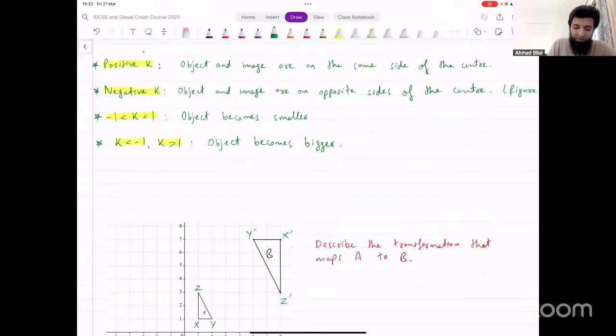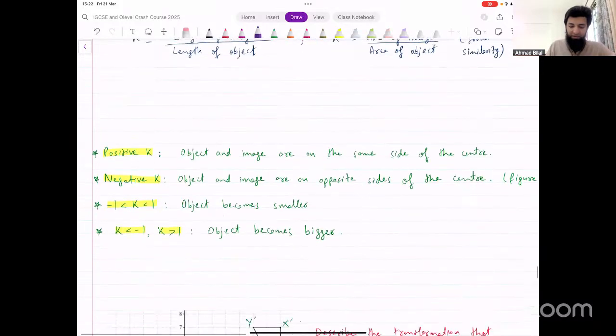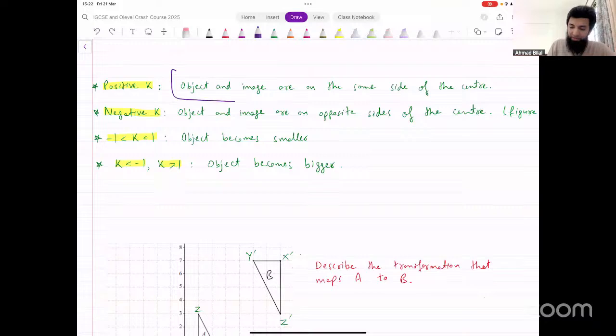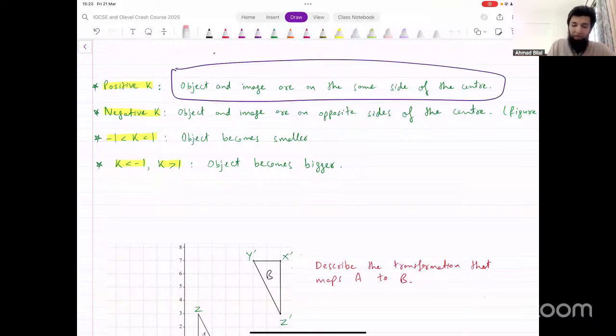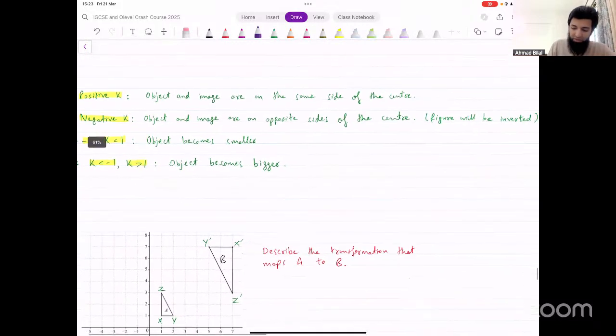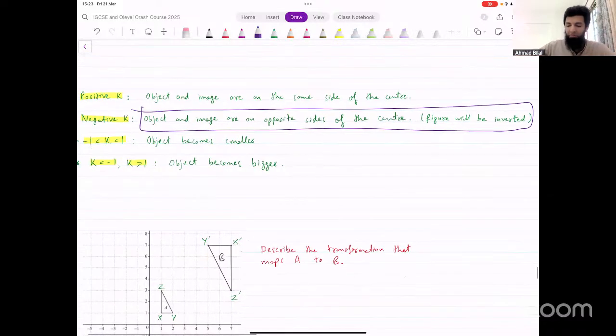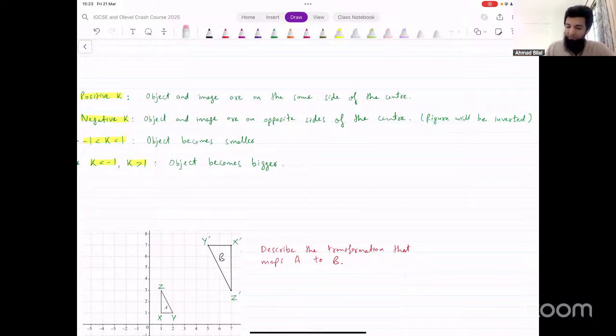When the value of the scale factor is positive, so we often represent the scale factor by letter K. If the scale factor is positive, the object and image are on the same side of the center. However, if the scale factor is negative, the image goes on the other side of the center of enlargement. So if the original object is on one side, the enlarged object is going to be on the other side of the center of enlargement. And also the figure is going to be inverted, like we saw in that example.